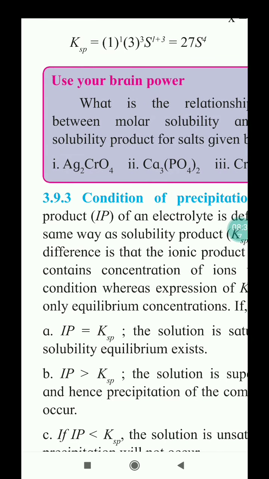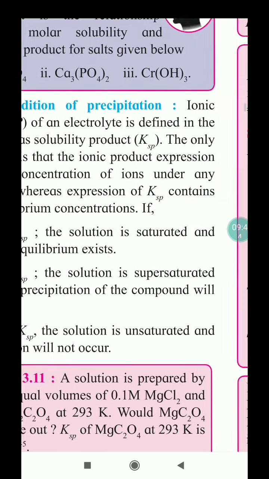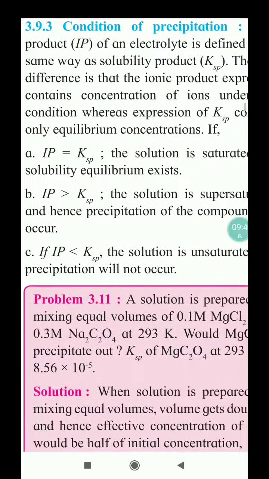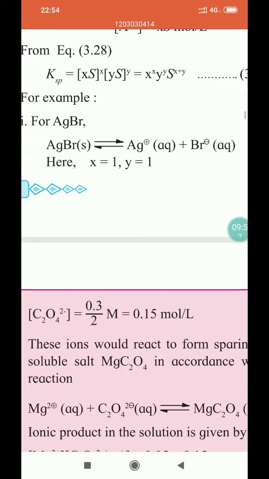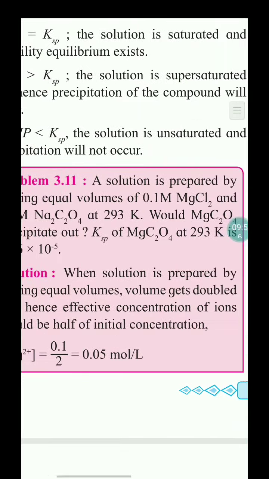But if the ionic product is less than the solubility product, the solution is unsaturated. So precipitate does not occur. Okay, so this is called the principle of solubility product.